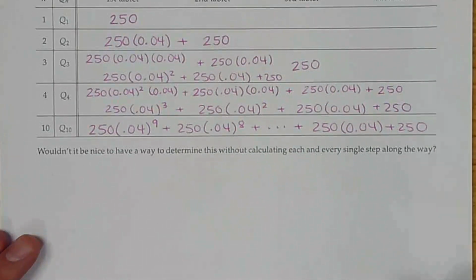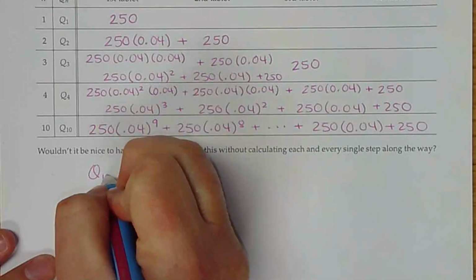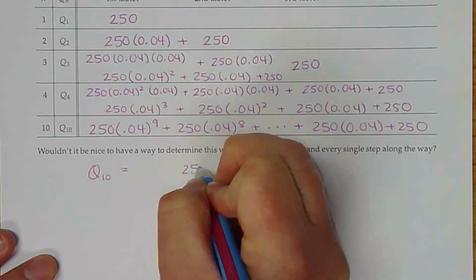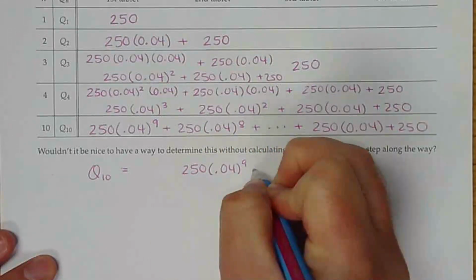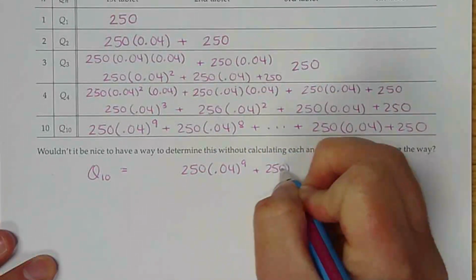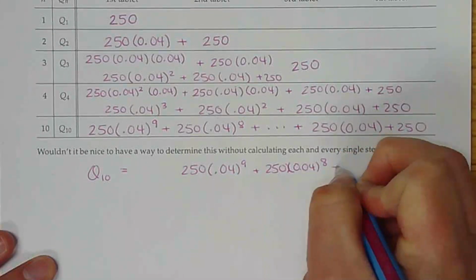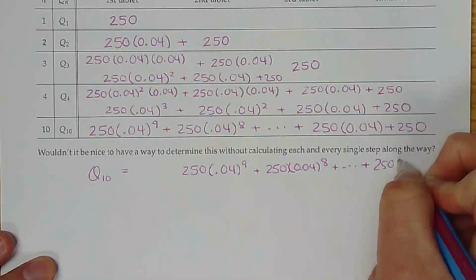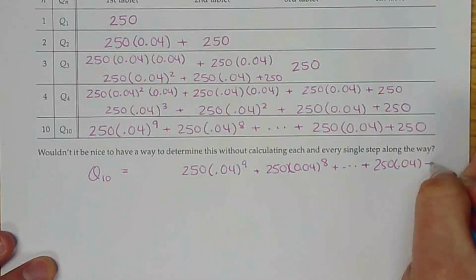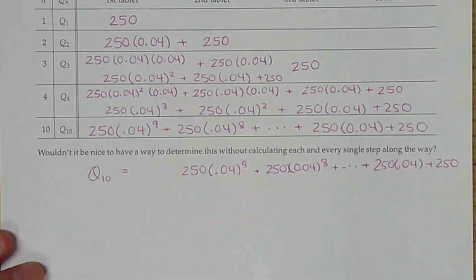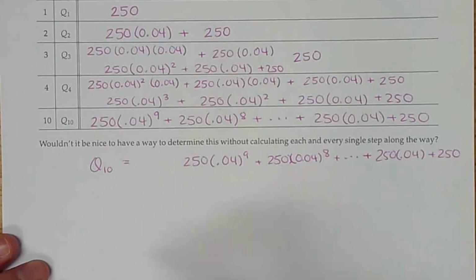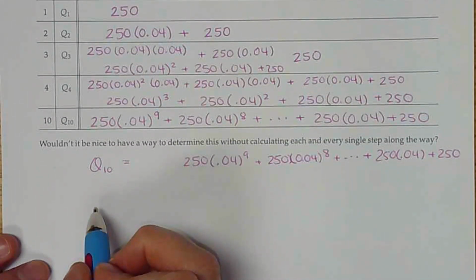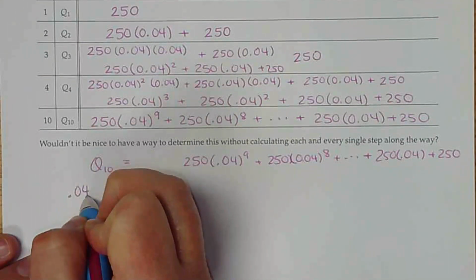If I wanted to actually calculate that, that would be a bugger to put in the calculator. So let's look at a little bit of algebra magic to see if we can find a simpler way to add that up. I'm going to put my Q10 down here again. Q10 is equal to 250 times 0.04 to the 9th plus 250 times 0.04 to the 8th, all the way down to 250 times 0.04 plus 250. Next, I'm going to write another copy down, but multiply it by 0.04, so times that 4%.